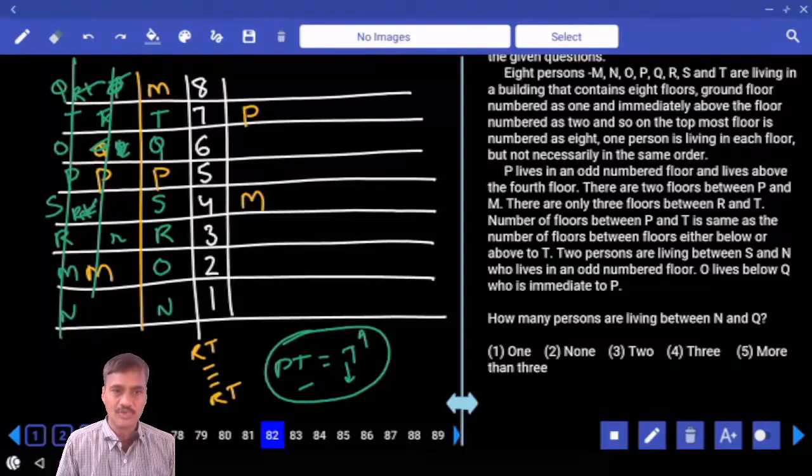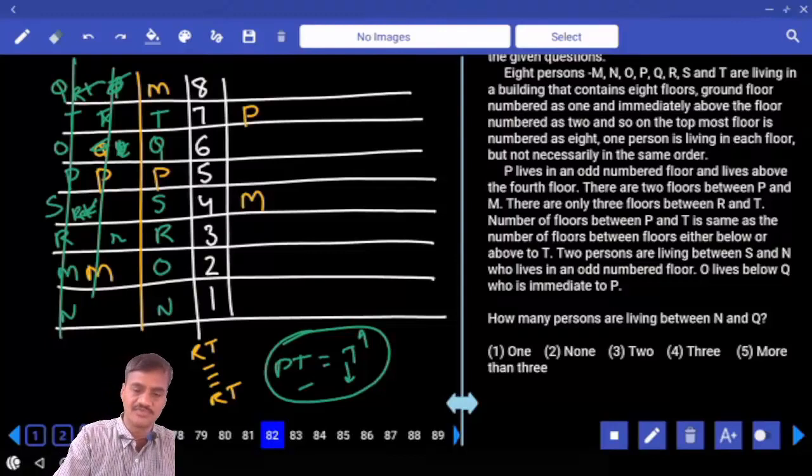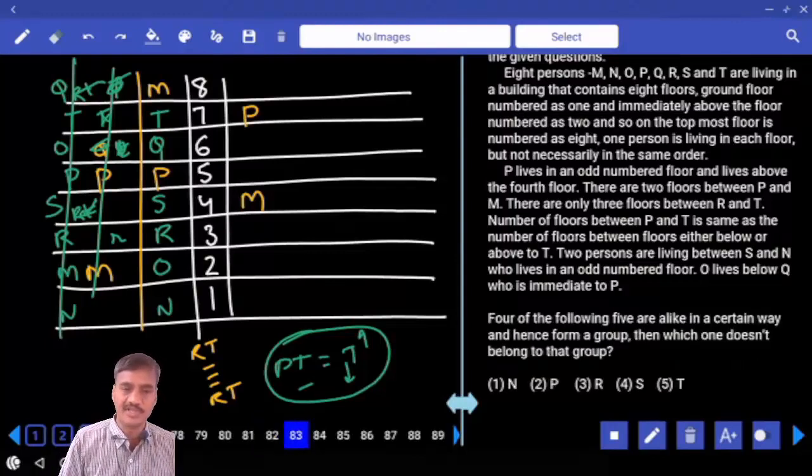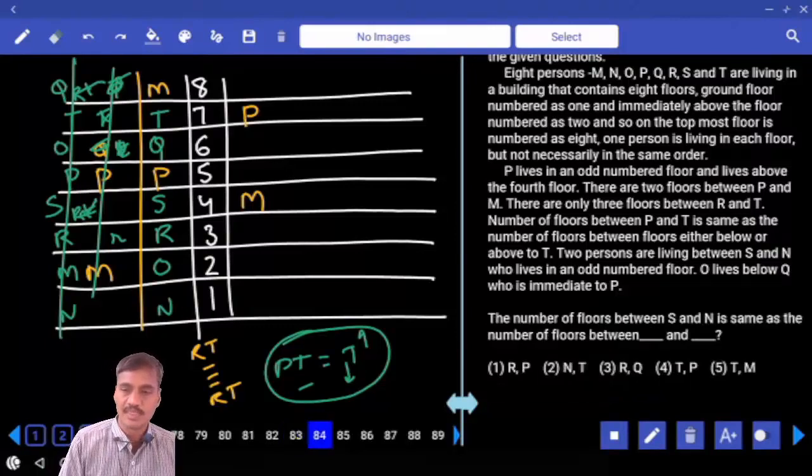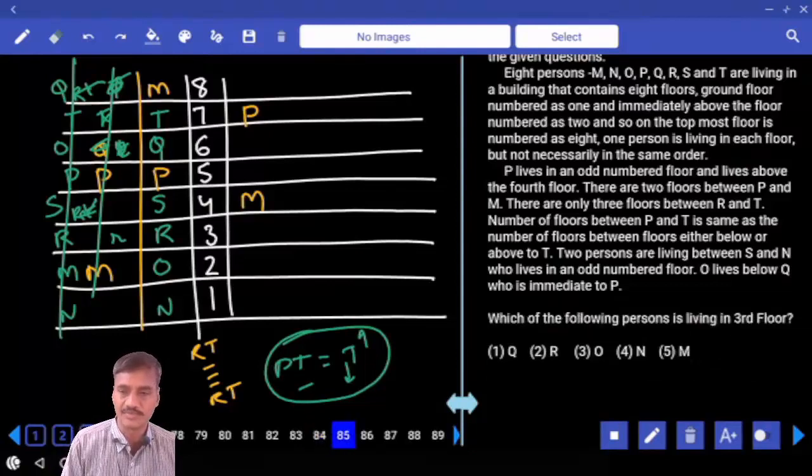There are exactly 4 people, choice 5. And 4 out of N, P, R, S, T: N, R, P, T, they are on odd number floors. S is on an even number floor. S is even, choice 4. And the number of floors between S and N, how many are there? 2 floors, same as R and P. N and T, no. Next one, R and Q, yes. So choice 384. And which of the following persons is living on the 3rd floor? 3rd floor, R, choice 2, question number 85.